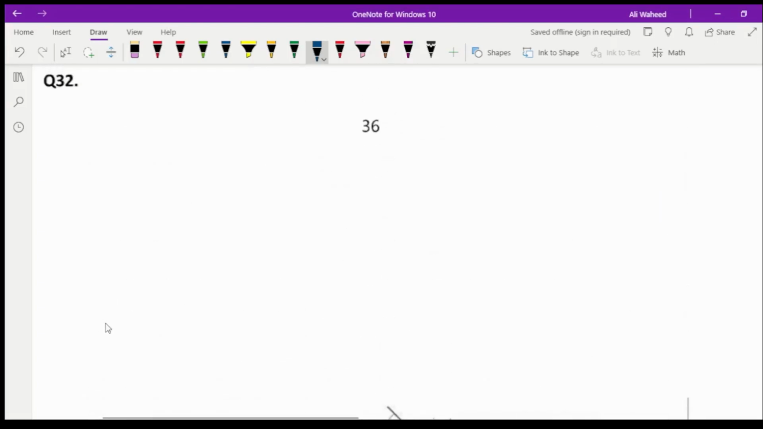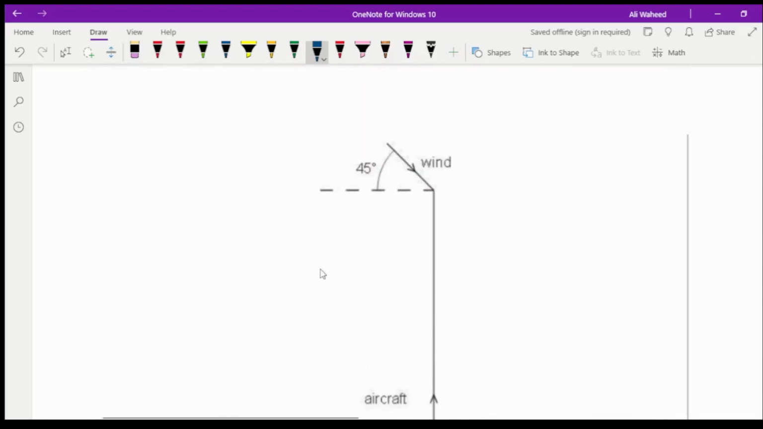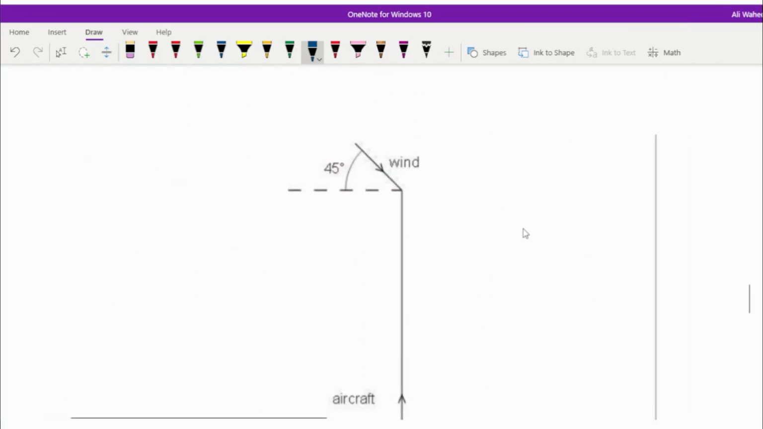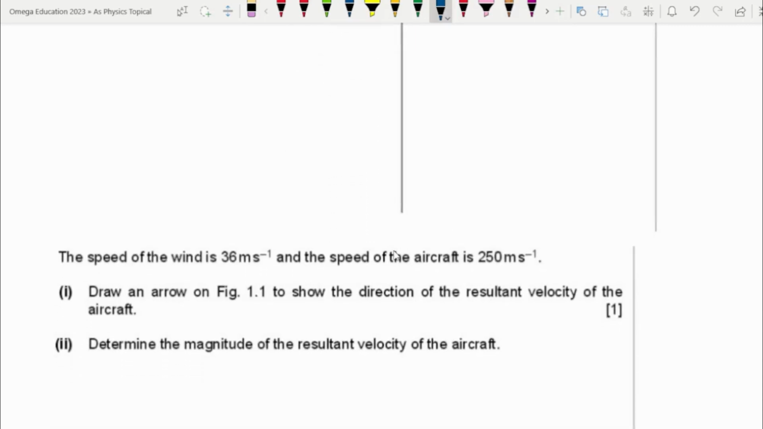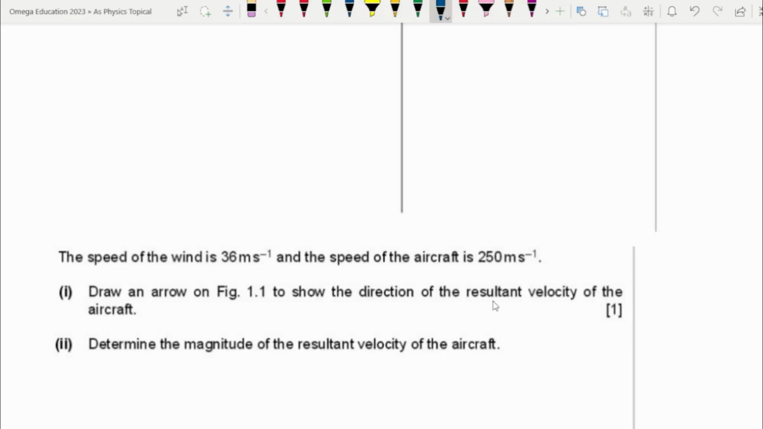Alright, so here we have the next question. In this one, you're given two vectors. One of the vectors that we can see here is the wind, and the other one is the velocity of the aircraft or speed in a certain direction. So draw an arrow to show the direction of the resultant vector of the velocity of the aircraft. So you need to draw the resultant vector on the same diagram to show the resultant velocity.